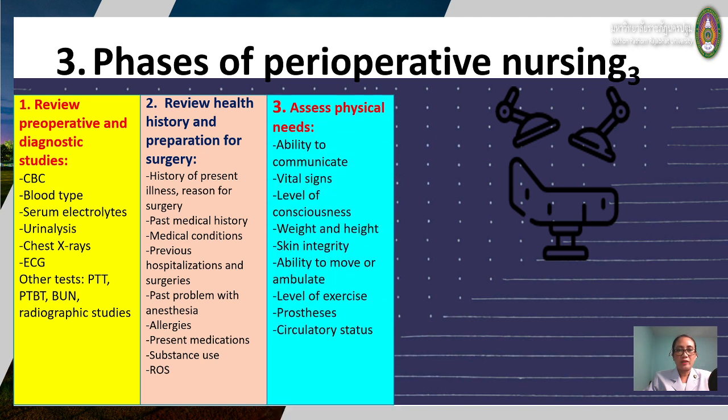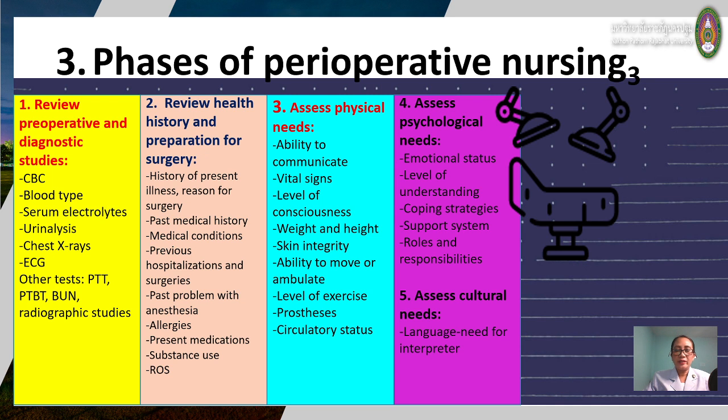Next, we have the assessment of the physical needs. We have to assess if the patient is able to communicate. We will check the vital signs, how the patient reacts, monitoring the level of consciousness. We also have to check the weight and height, the integrity of the skin. This is also how we determine if the patient is able to walk or not, and how they perform exercise. Is it, let's say, dependent range of motion or independent range of motion? Then we also have to determine if the patient has prosthesis. Prosthesis are like false teeth, and also the circulatory and nervous system.